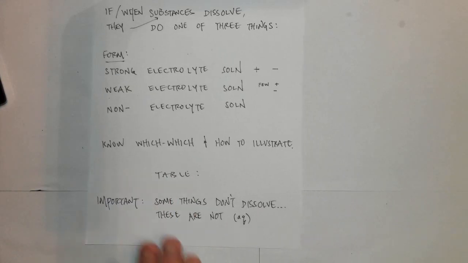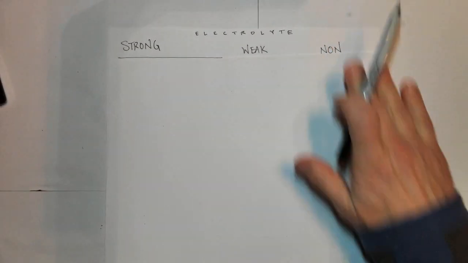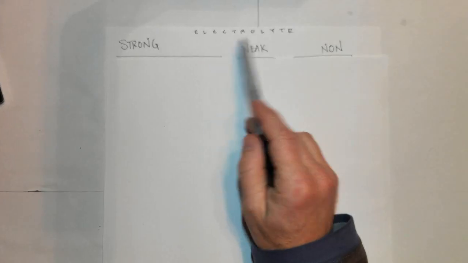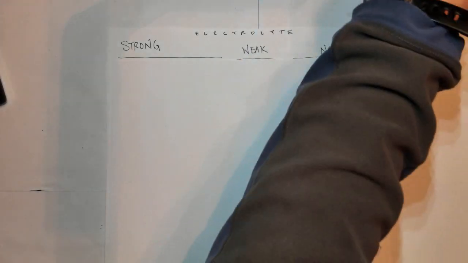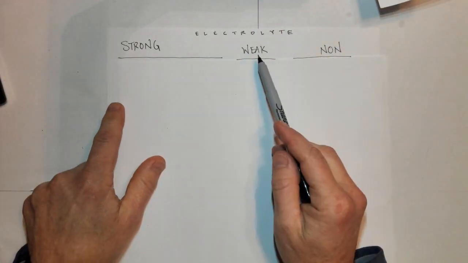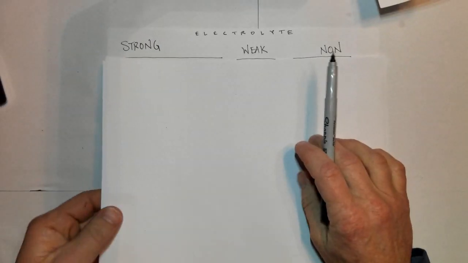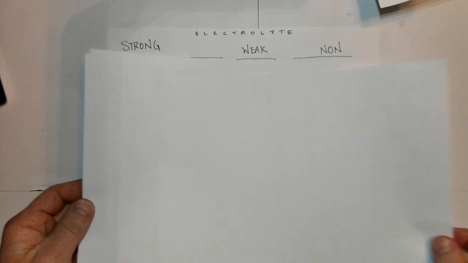So clear your page, go to one that's landscape version like this, and then put at the top "electrolyte," and then we're going to look at three different types. We're going to look at strong electrolytes versus weak electrolytes versus non-electrolytes. And the first one that we'll look at is the non-electrolytes.